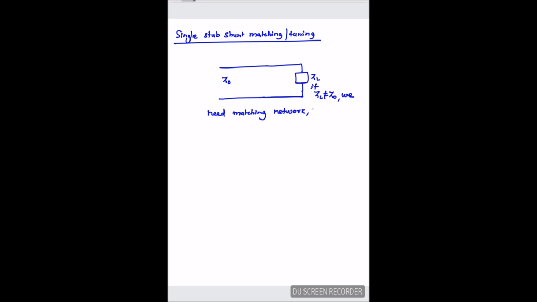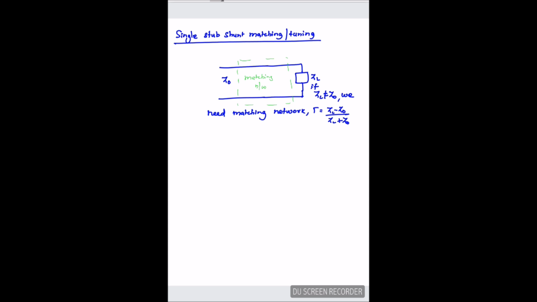If we are not matching, then there will be a reflection, gamma, at the load end, so we'll get some reflection, so the power which is received may not be the full power. So we need a matching circuit, a matching network between these different impedances, to match the impedance from Z0 to ZL.